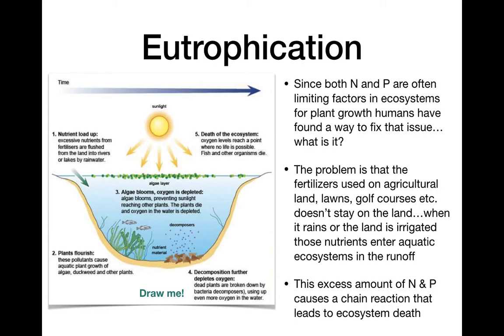So we have really low oxygen, and then plants are going to die because they can't photosynthesize to get energy, and then we'll have less oxygen in the water.